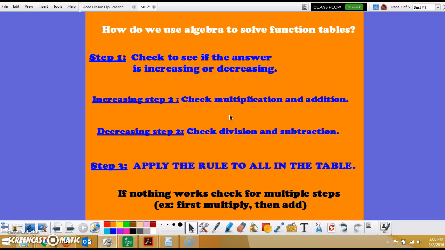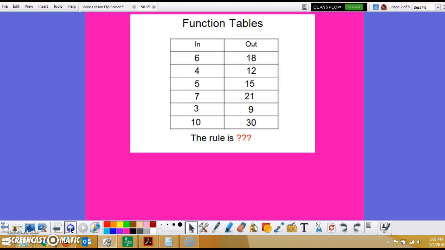Then, once you've determined what the rule has been, you follow step 3. Apply that rule to every single piece of the table. If nothing works, you need to check for multiple steps. For example, maybe they multiplied first and then they added. Or maybe they divided first and then subtracted. Let's take a look at a couple of examples.